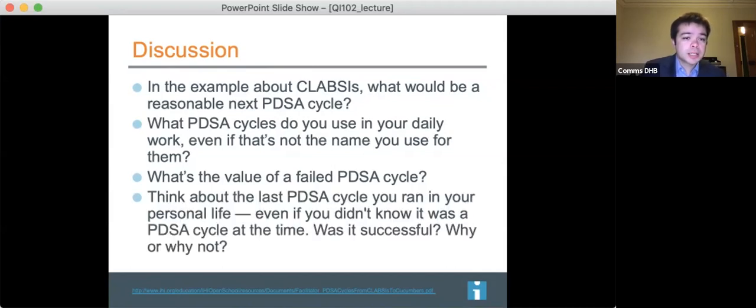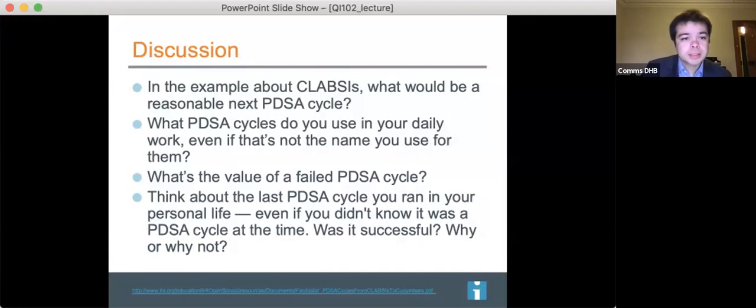Think about the last PDSA cycle that you ran in your personal life. So we're thinking about outside of work. Even if you didn't know it was a PDSA cycle at the time, was it successful? Why or why not? So can you think of examples in your personal life? Again, we don't need to chat about this, but if you just take a moment to think about it in your personal life.